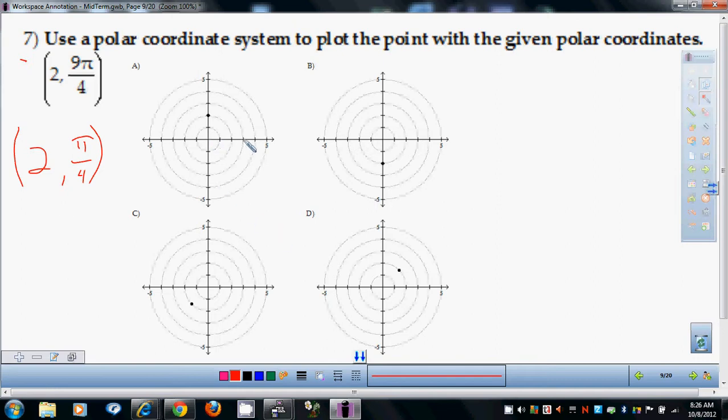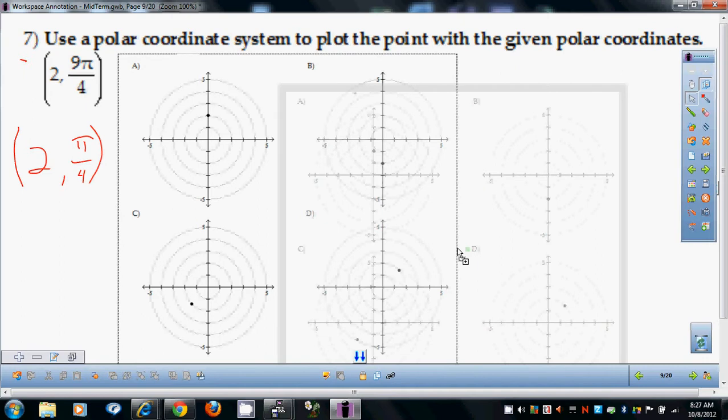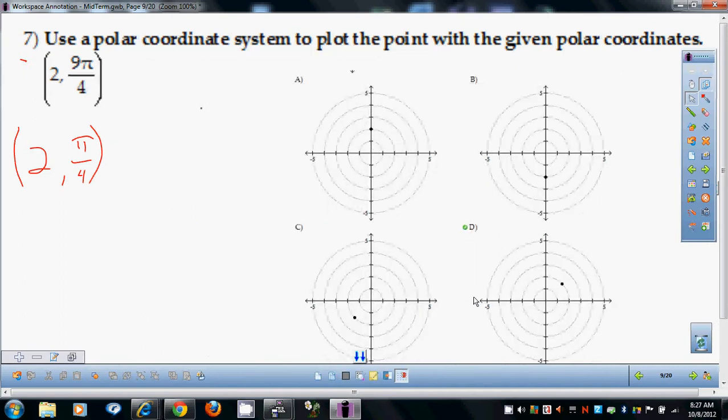So 2, pi over 4. Which answer has it in this quadrant? D. There it is.